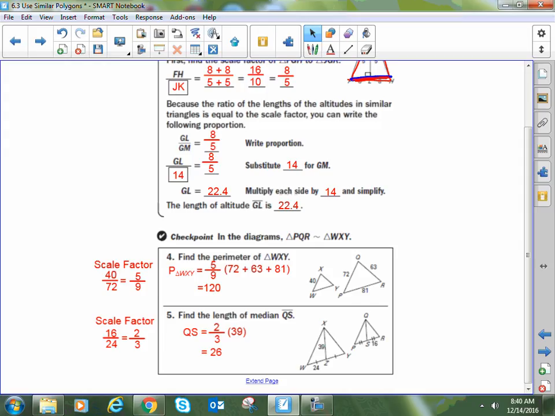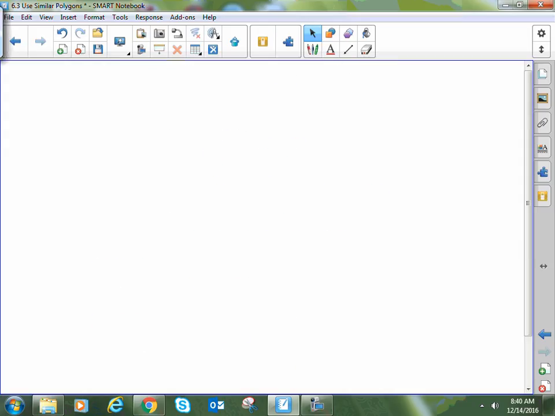And that's pretty much it for this lesson. Make sure you understand that the definition of similarity says that the corresponding angles have to be congruent, and the corresponding sides all have to have the same ratio, which indicates that they're proportional to each other. And that common ratio is known as your scale factor, and we can use that scale factor to find missing things about the figure.